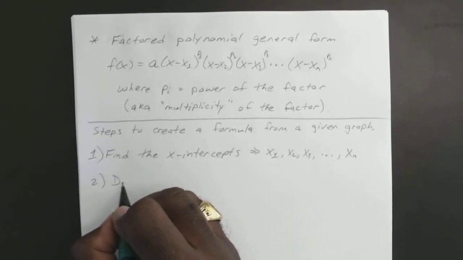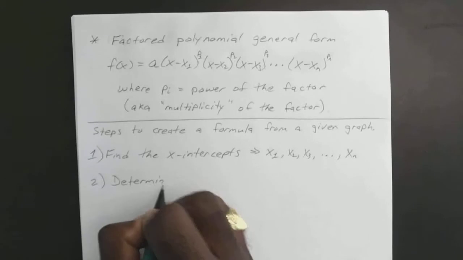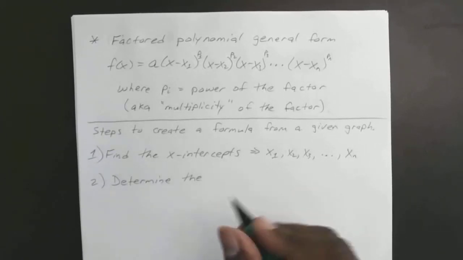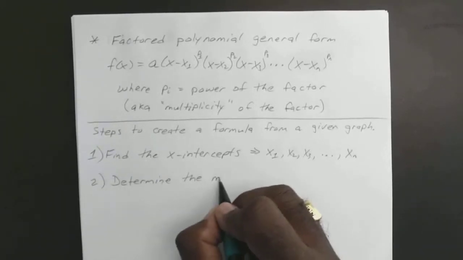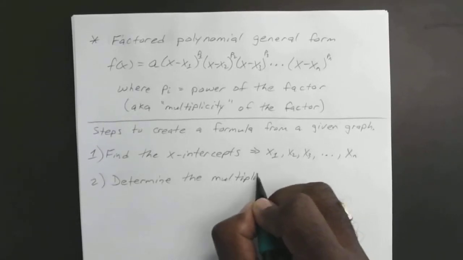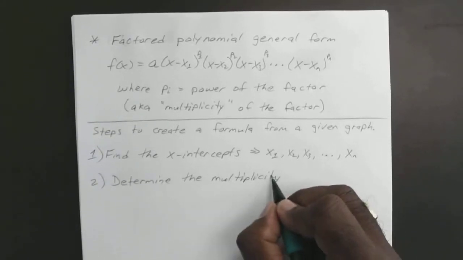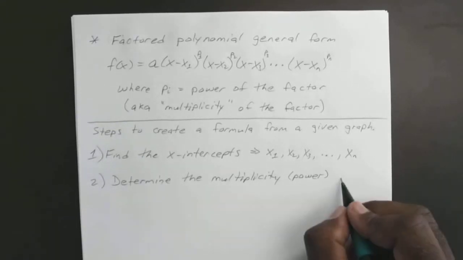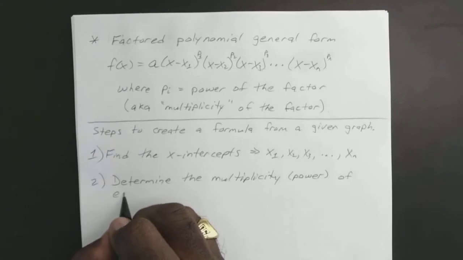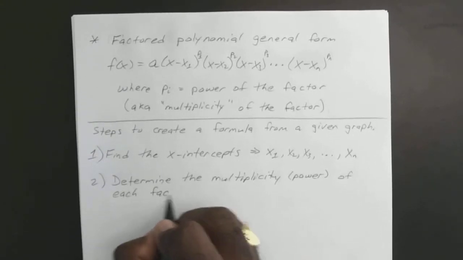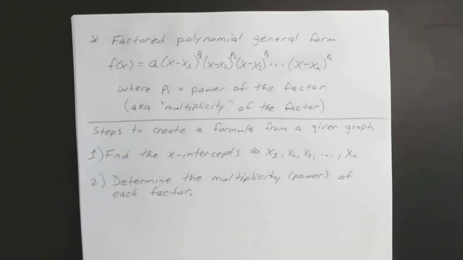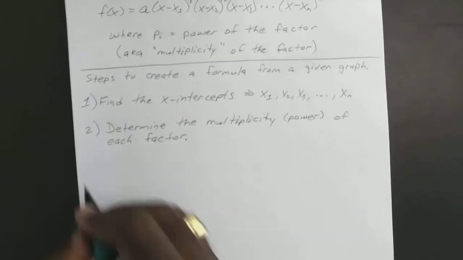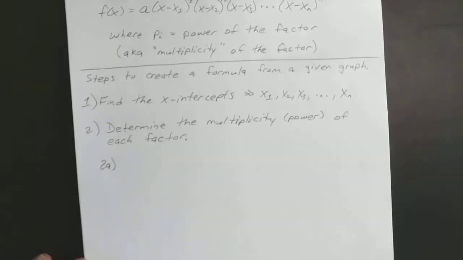Okay, so step 2, you're going to determine the multiplicity of each power. I mean, power of each factor, sorry about that. Multiplicity is just a fancy way to say power of each factor. Now there are two ways you can do this.